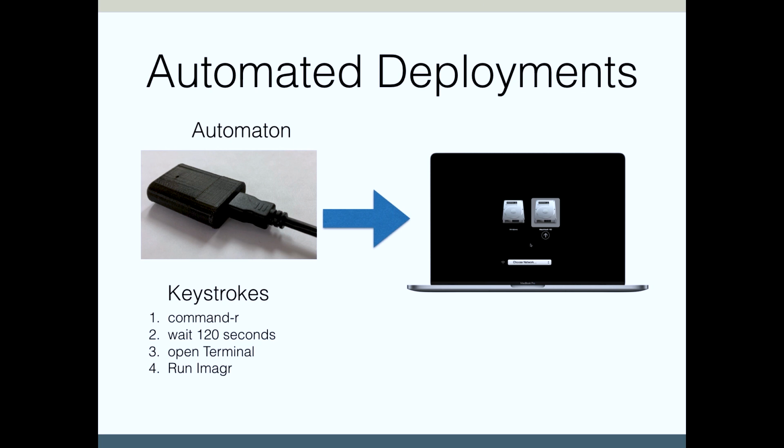It waits 120 seconds, and that's enough time for the language selector or the recovery to come up. Opens up terminal using the magic of the keyboard shortcuts. If you do Control Function F2, it'll go to the Apple menu, and you can navigate. And that's all it does. It goes in and opens it up, runs Imager, and from that point it goes on. You don't need this. You can very well open up terminal with your pointing device and type those commands. That works too. I'm lazy.